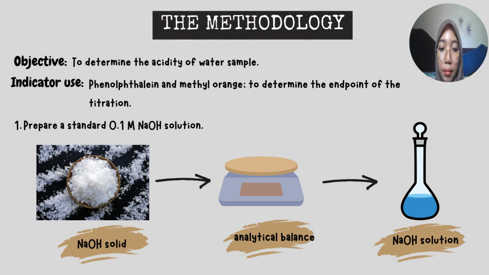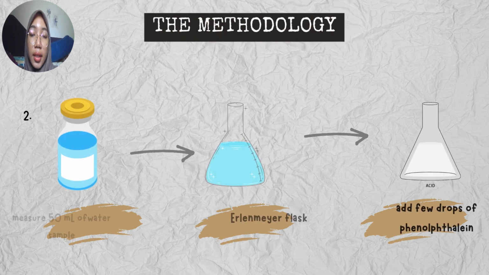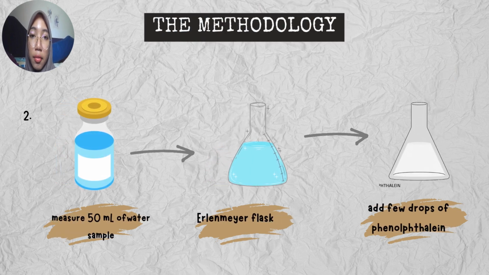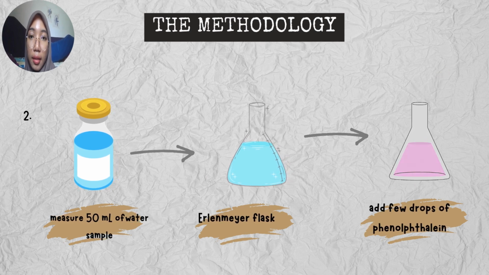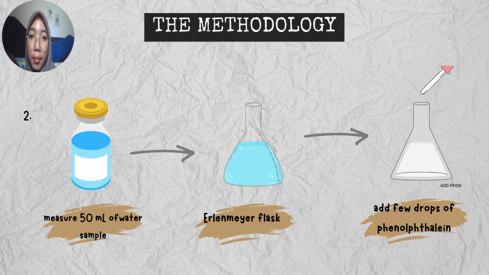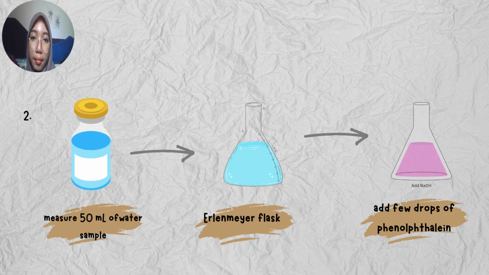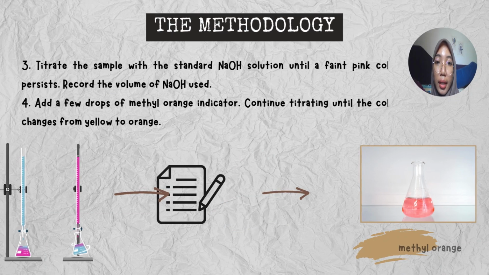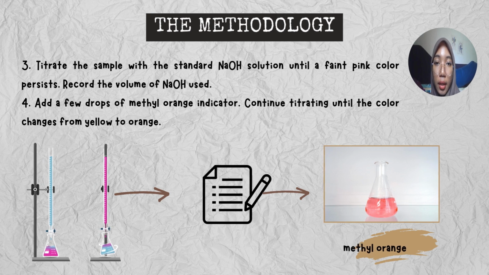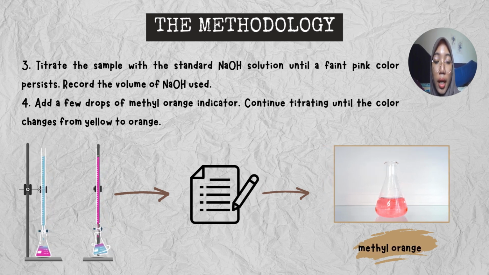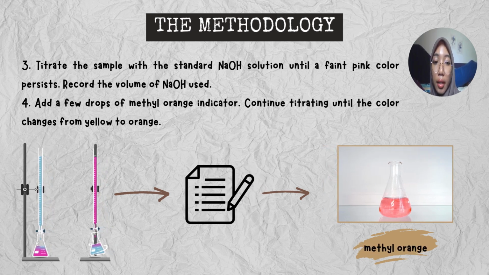The second procedure is to measure 15 ml of water sample and transfer it to the Erlenmeyer flask and add a few drops of phenolphthalein. Next, the third procedure is to titrate the sample with the standard sodium hydroxide solution until a faint pink color persists. Then, record the volume of sodium hydroxide used.